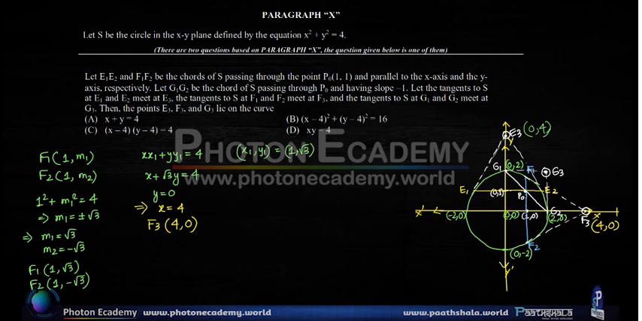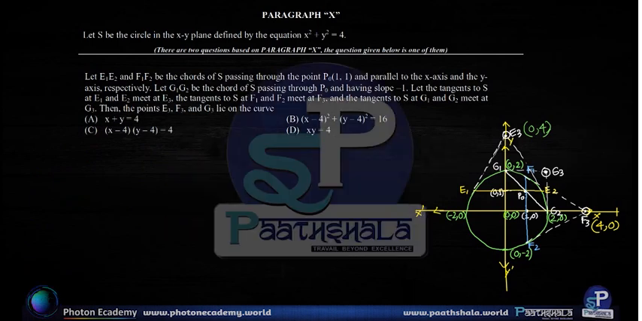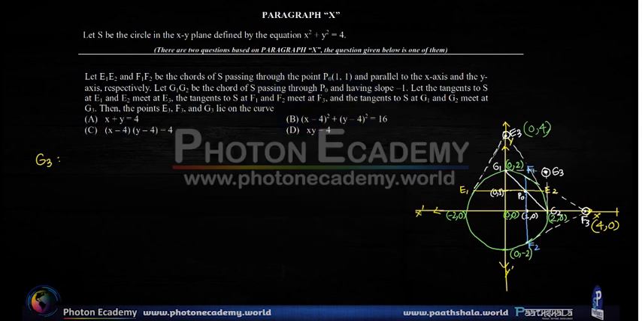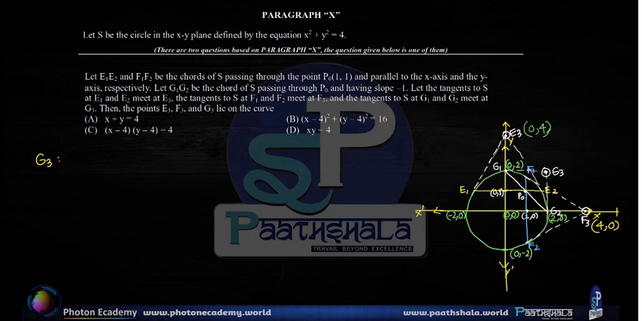For G3, we have to find G1 and G2. It's given in the question that G1 G2 is a chord of S passing through P0 and having slope -1, which gives us that it should have a slope of -1, and it should pass through point 1 comma 1.